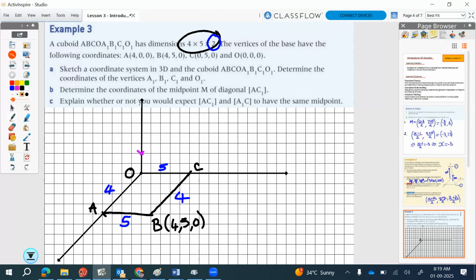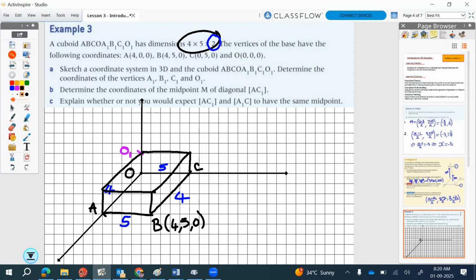This would be O, sorry, O1. This one would go 2 up, this one would go 2 up, this one would go 2 up, and then we can join those points, and we have our cuboid drawing. There's our cuboid.